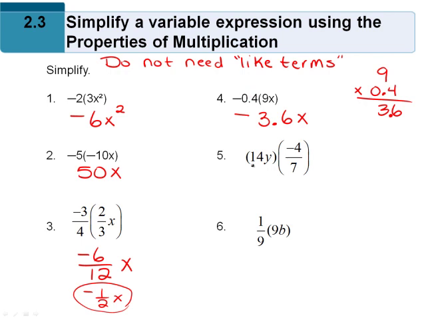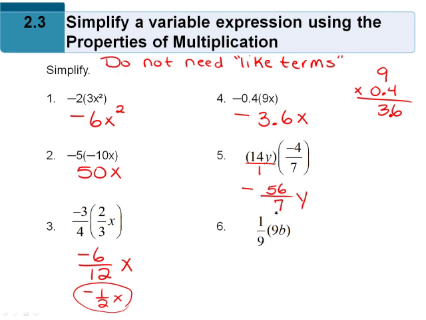Number 5, we have 14y times negative 4/7. So I'm going to put 14y over 1. First of all, a positive times a negative is going to be a negative. And now I'm just going to keep it simple, multiply across the top and across the bottom. So 14 times 4 is going to give me 56 over 1 times 7 is 7. And we still have the y out there at the end.